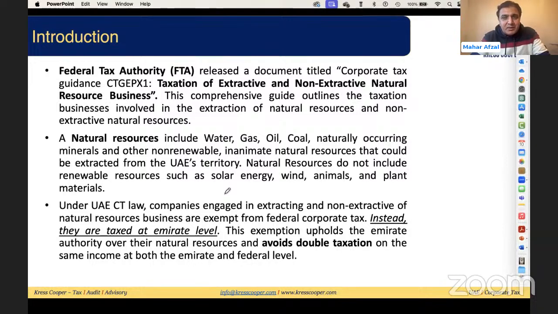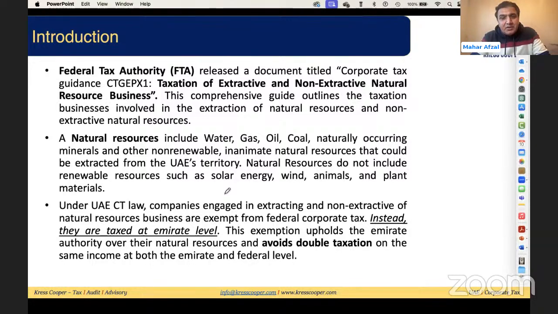If the natural resources are being extracted from Dubai, the Dubai government has already applied taxation on the natural resources and the companies involved in the extraction of natural resources. If the natural resources are being extracted from Sharjah, the Sharjah government has already applied taxation on this. So basically the objective is, if these companies are already being taxed at the Emirates level, these companies should not be taxed again at the federal level. So there should not be any double taxation, only one-time taxation.